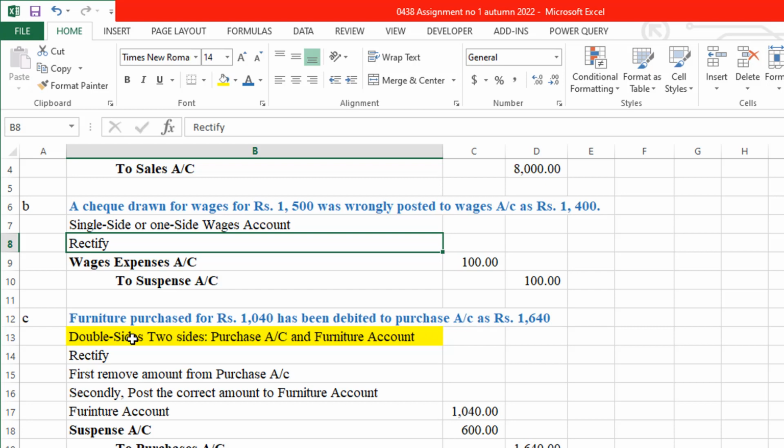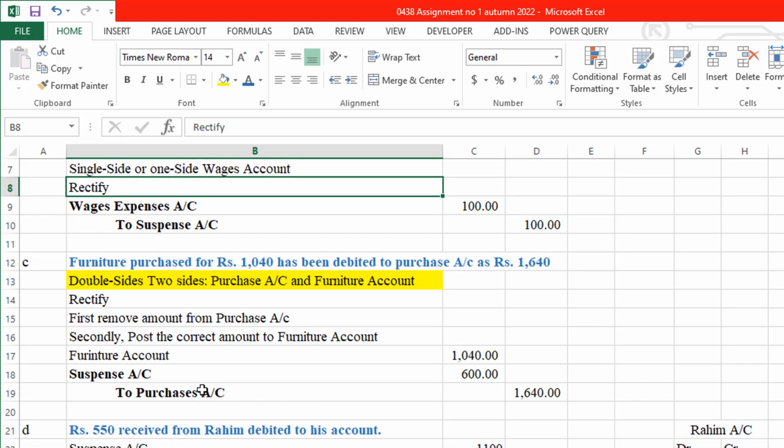Look at this. It is clear from the statement that there are two accounts directly involved, which is furniture account and the other is purchases account. But we have to correct the purchases account with this amount and post the correct amount to the furniture account. But there is a difference of 600 rupees. How do we rectify or settle this amount? By using the suspense account, we are going to handle this 600.